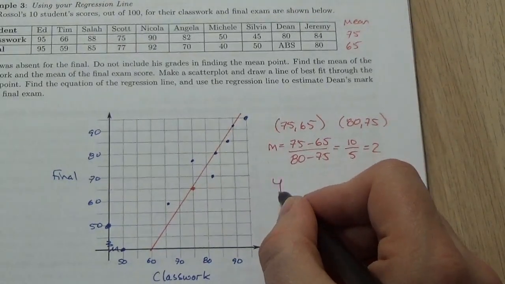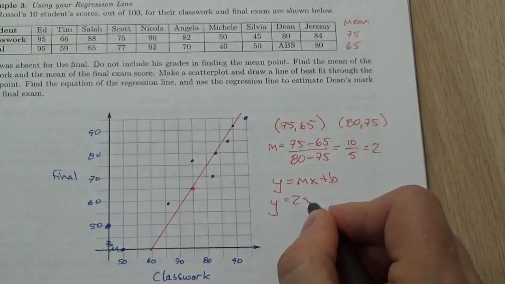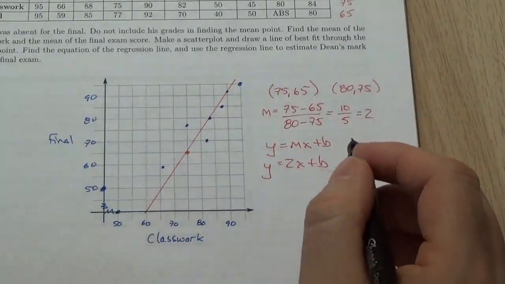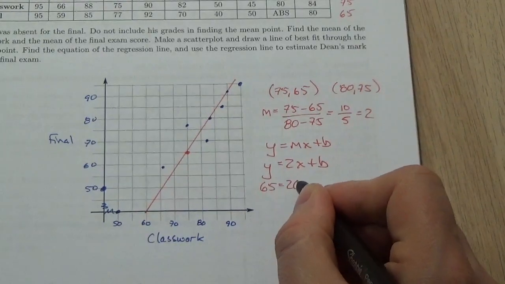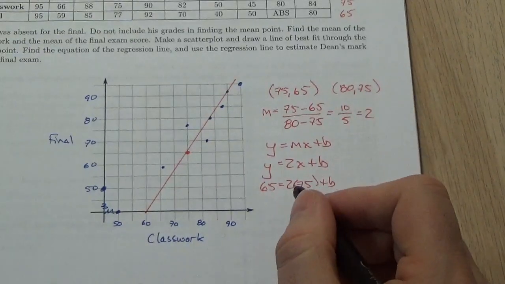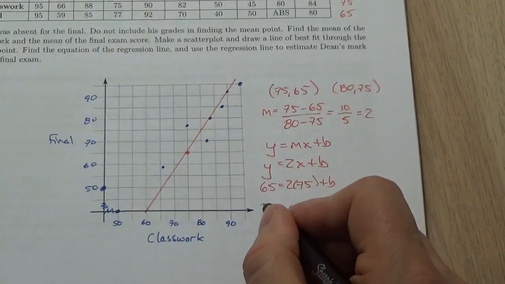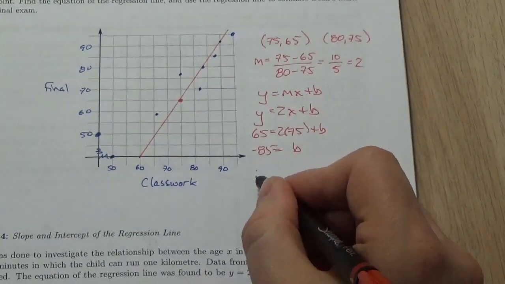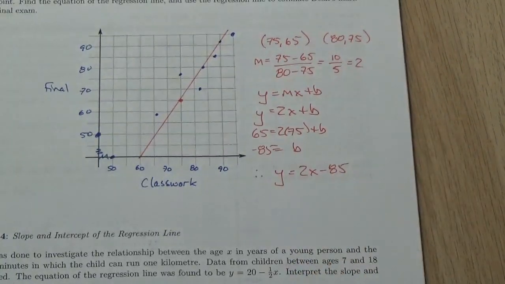So now if I put that into my equation of a line, that'll be 2x plus the y-intercept. Now I'll just pick one of those 2 points, and it doesn't really matter which one. So let's pick 75, 65. So 65 is equal to 2 times 75 plus b. That's going to be 65 minus 2 times 75. Just do this on my calculator really quick so I don't get that wrong. So negative 85 is equal to b. That's the y-intercept. So therefore, y is equal to 2x minus 85.